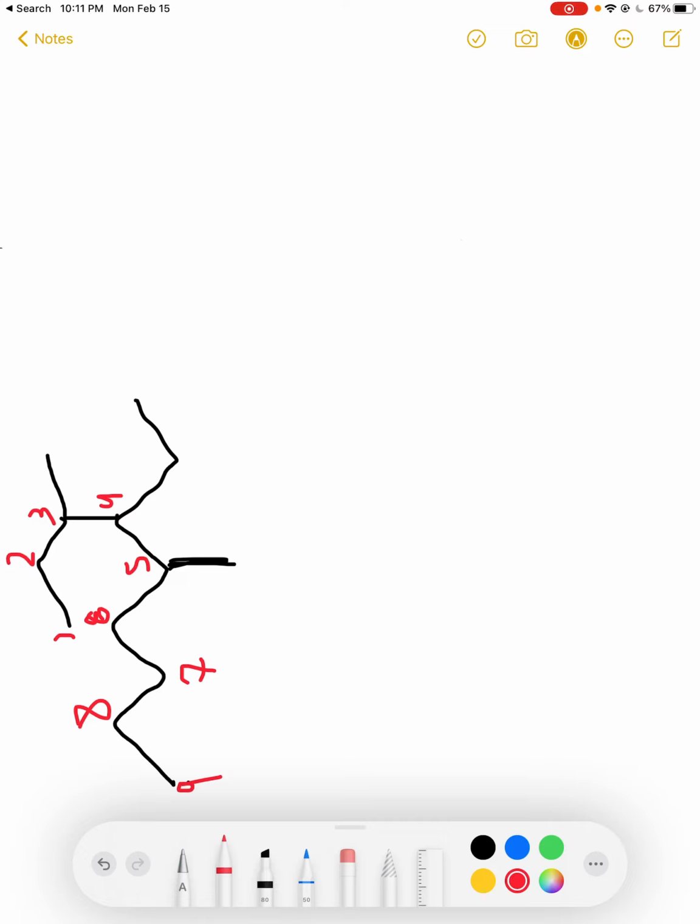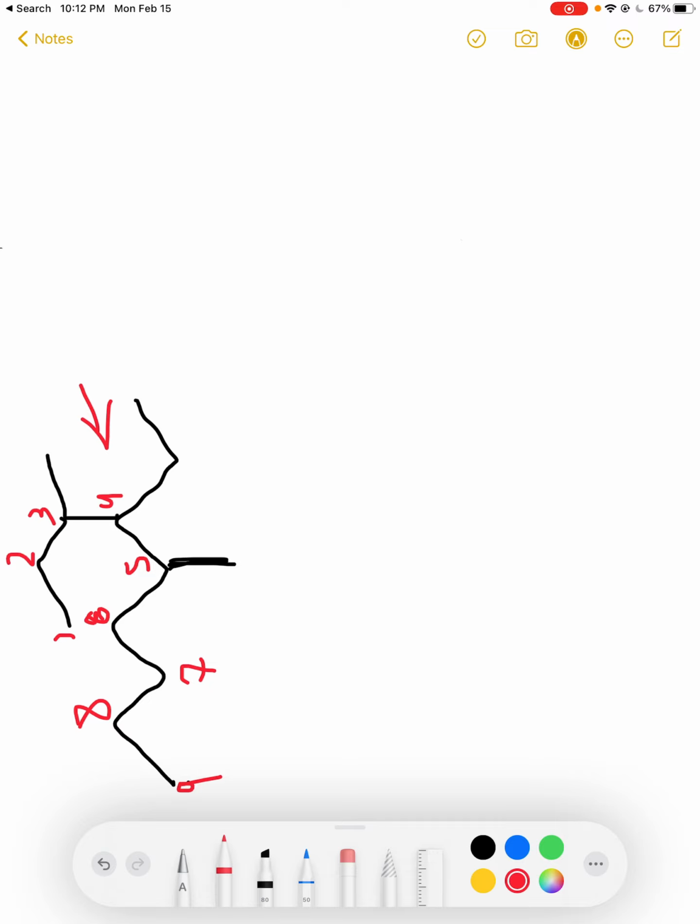Now I can see I have a substituent at 4. I have one at 5, and I also have one at 3. Now at 4 it's an ethyl. So over here is an ethyl, and 3 and 5 are methyls. But knowing the alphabetical order, we know the ethyl has to go first.